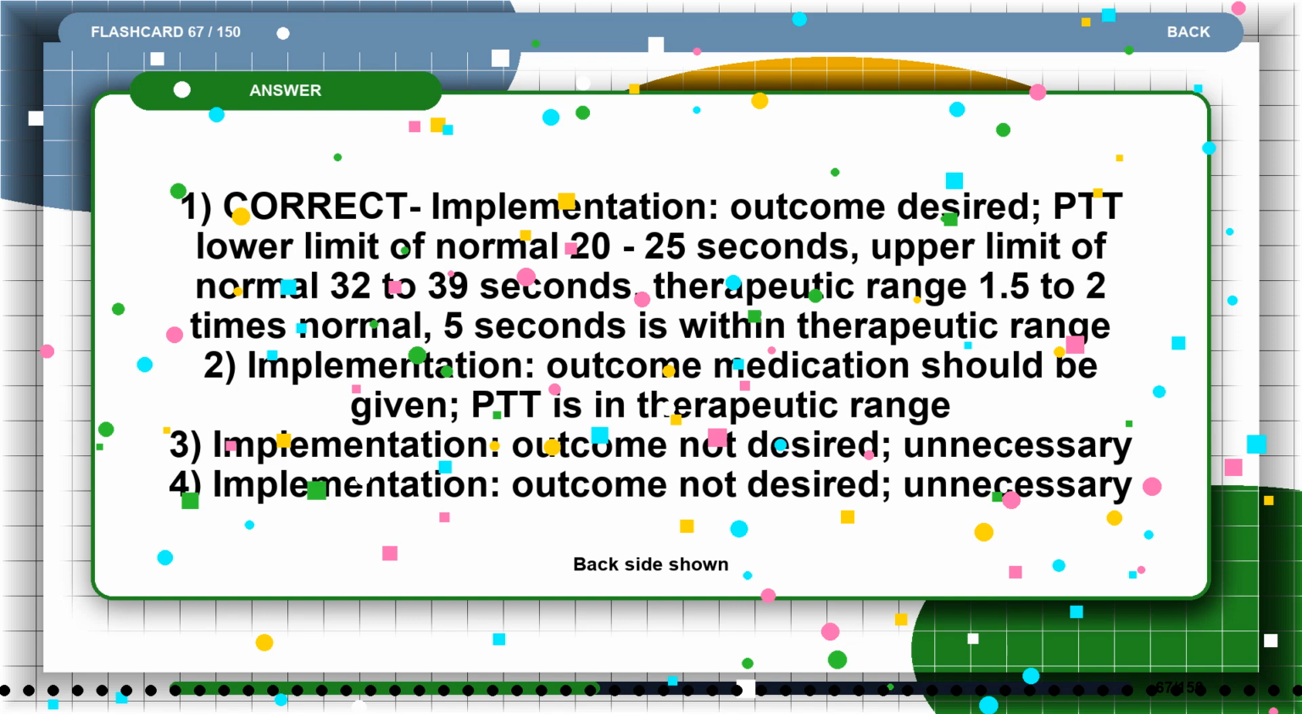The answer is 1. Correct implementation. Outcome desired. PTT lower limit of normal 20-25 seconds, upper limit of normal 32 to 39 seconds, therapeutic range 1.5 to 2 times normal. 55 seconds is within therapeutic range. 2. Implementation. Outcome medication should be given. PTT is in therapeutic range. 3. Implementation. Outcome not desired, unnecessary. 4. Implementation. Outcome not desired, unnecessary.